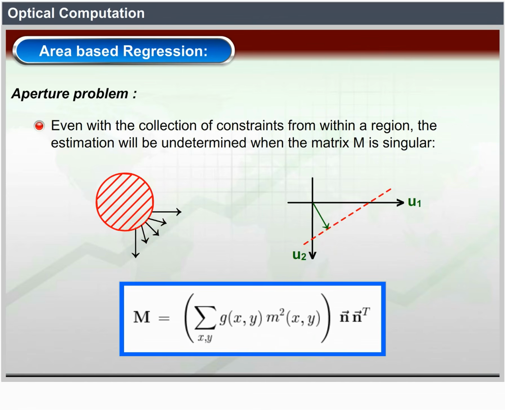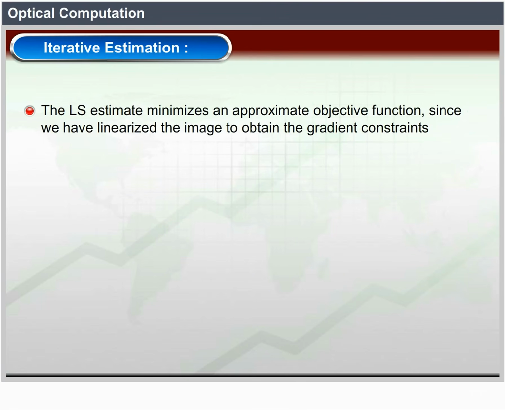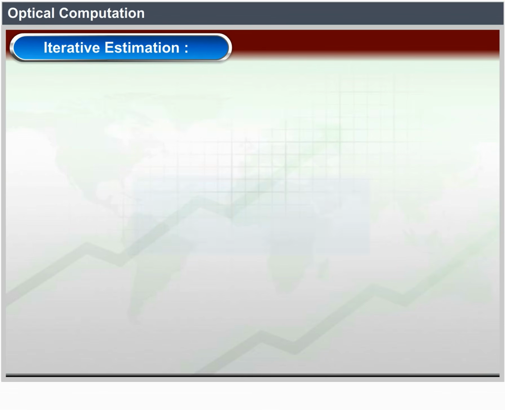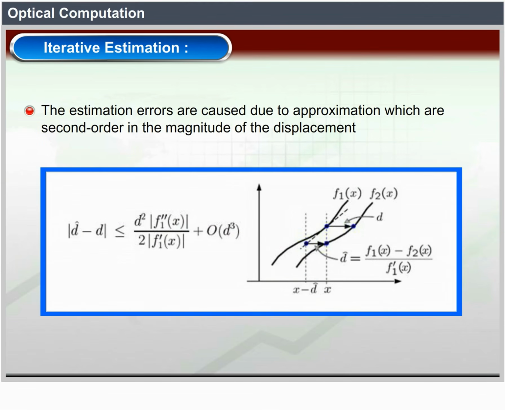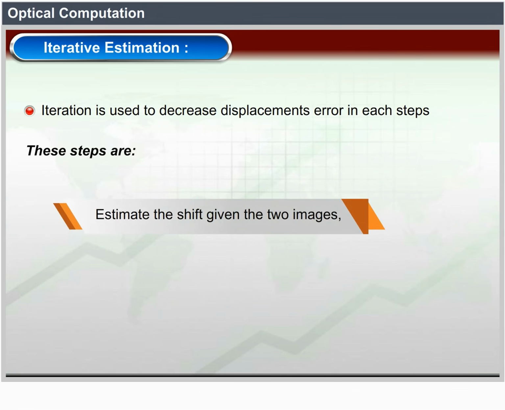Iterative estimation. The LS estimate minimized an approximate objective function since we linearize the image to obtain the gradient constraints. Nevertheless, the real objective function of interest is the estimation errors caused by this approximation are second order in the magnitude of the displacement. Iteration is used to decrease displacement's error in each step. These steps are: estimate the shift given the 2 images, warp one image toward the other. Image warps.